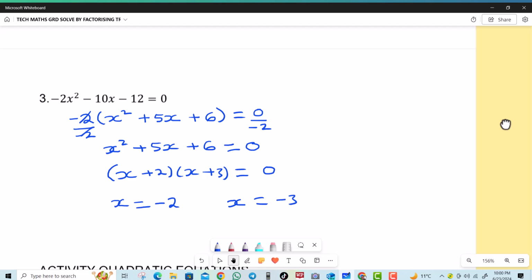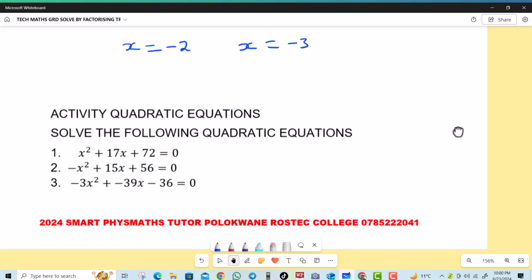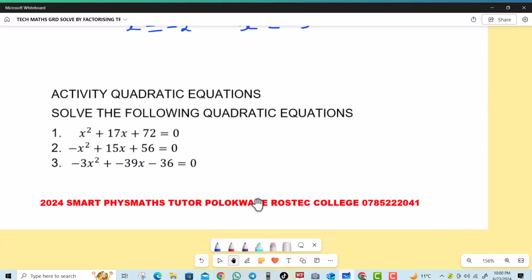Alright. Hope you understood the 3 formats which we use to solve quadratic equations here in grade 10 technical mathematics. Now it is your turn to try out these questions here. Try them out.